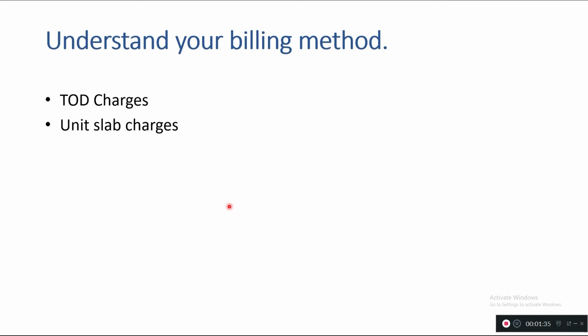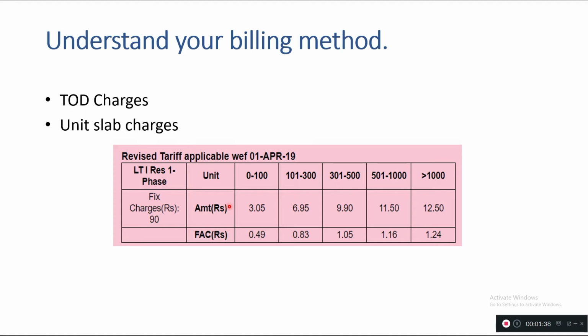Next is the unit slab charges. As you can see here, this is an example. If your consumption is between 0 to 100 units, then this will be your fixed charges and this will be your FAC charges, that is fuel adjustment charges. But as the consumption increases, you can see for these unit slabs there are different tariff rates.